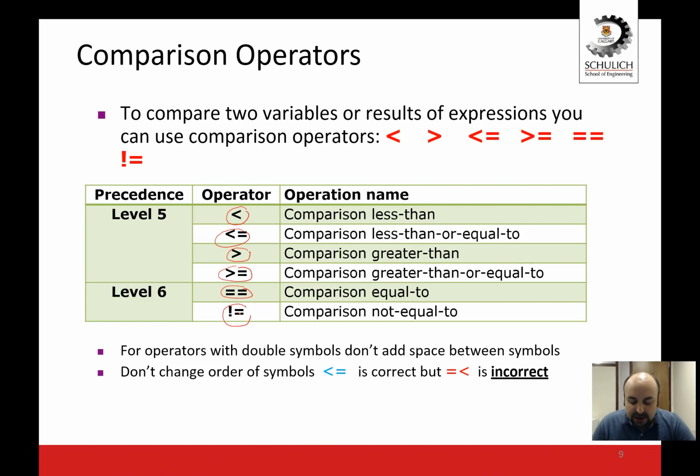You have to make sure that, first of all, there is no space between these symbols. That's really important. And the other thing is that you need to watch the order. If this is less than or equal to, you can't move the sign over here. This would cause a compilation error. So more examples of compilation errors.